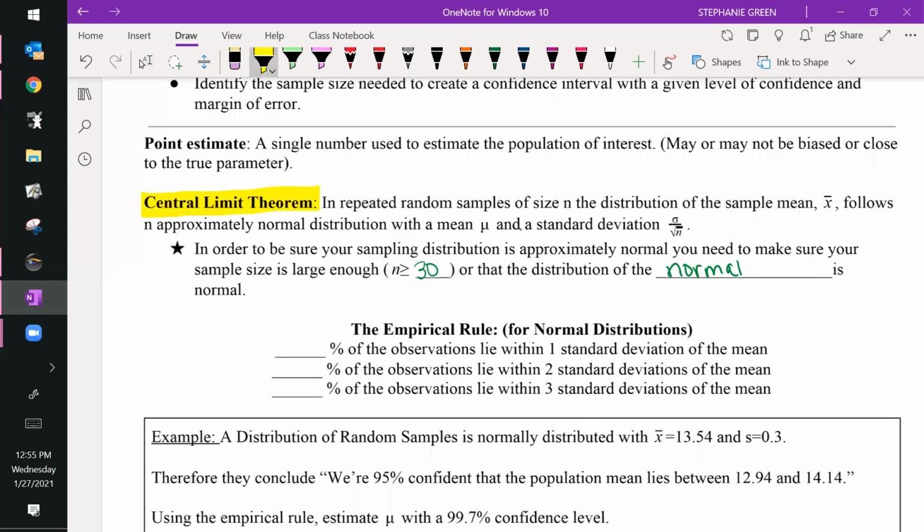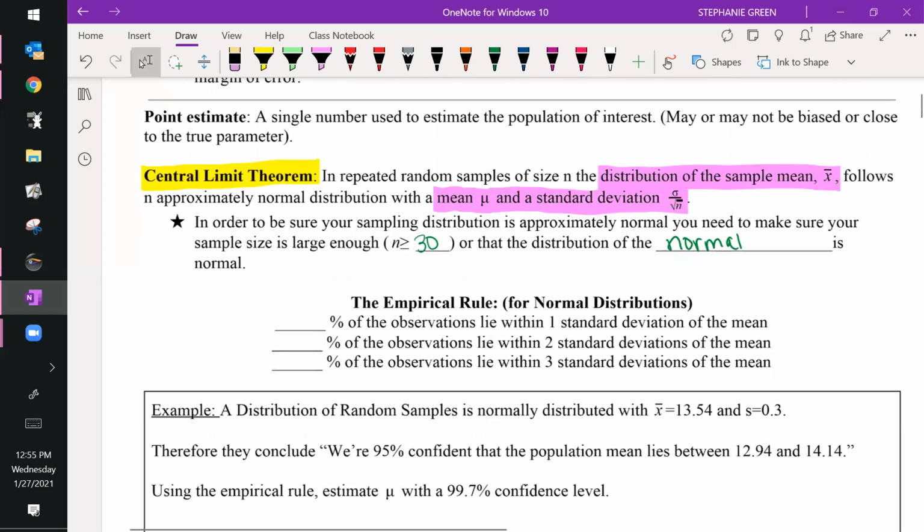Okay, and after we've decided that that's normal, we're going to look again a lot at the sampling distribution of the sample mean, X bar. We looked at that in the last unit a whole bunch. It's going to have a mean equal to the population mean, just like before, and the standard deviation equal to sigma over the square root of the sample size, sigma being the population standard deviation. Okay, so there's some numbers we need to know.